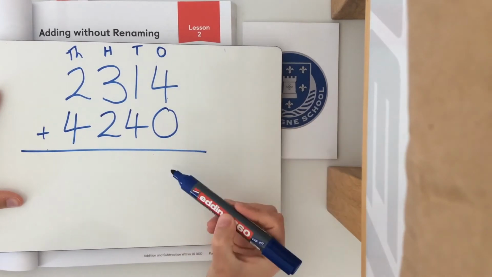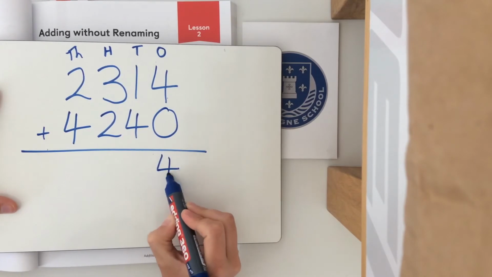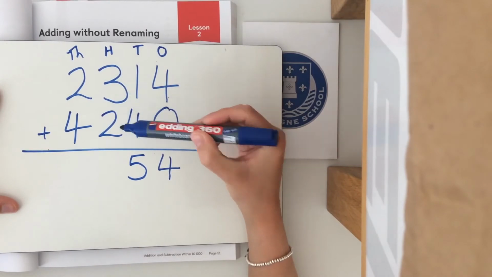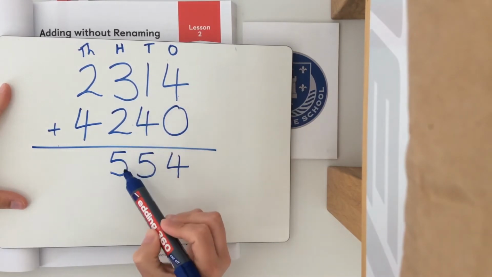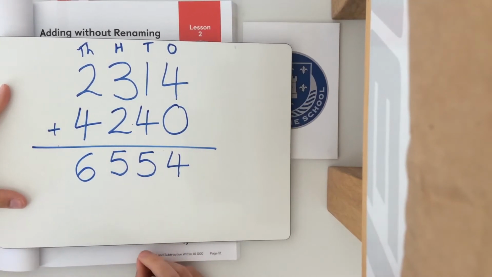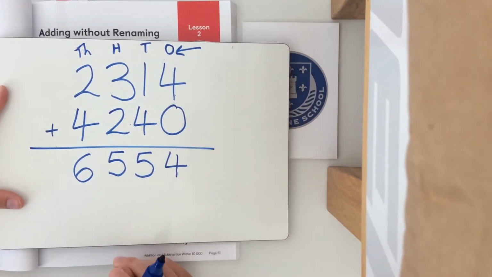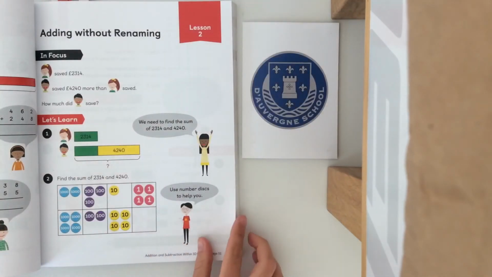Okay, so we're doing exactly the same process. 4 ones add 0 ones is 4. 1 ten add 4 tens is 5. 3 hundreds add 2 hundreds is 5, and 2 thousands and 4 thousands is 6. So we've got the same answer, but we haven't used the number discs this time. It's really important that we start with our ones. We add up our ones first, and you'll see why that's important when we get on to our next lesson and our next video.